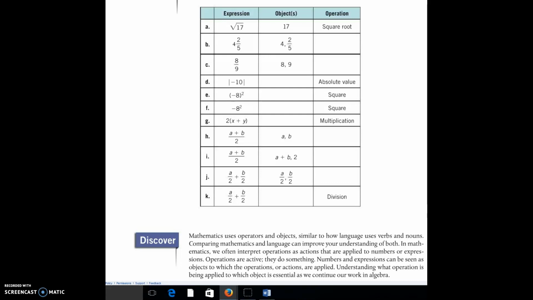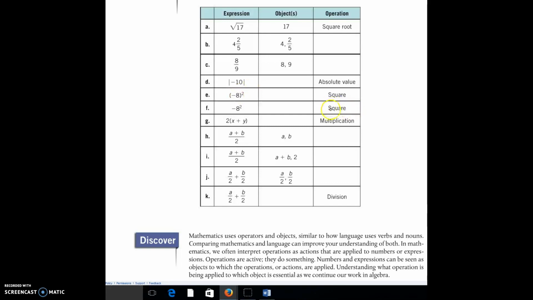Okay, all right, so this is the deal. You're looking at the object, which is like 17, and what's being done to it is the operation. So this is square root of 17. Here, when you look at these two numbers, they're really added. It's really 4 and 2/5, so the operation would be addition. Here, 8 and 9, even though it's a fraction bar, means division. Here, we're doing the absolute value, but what are we doing it to? A negative 10. Here, we're squaring, but the object is a negative 8.